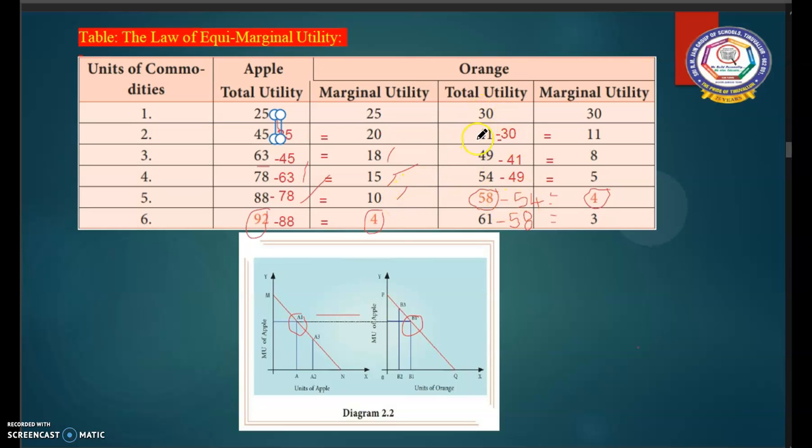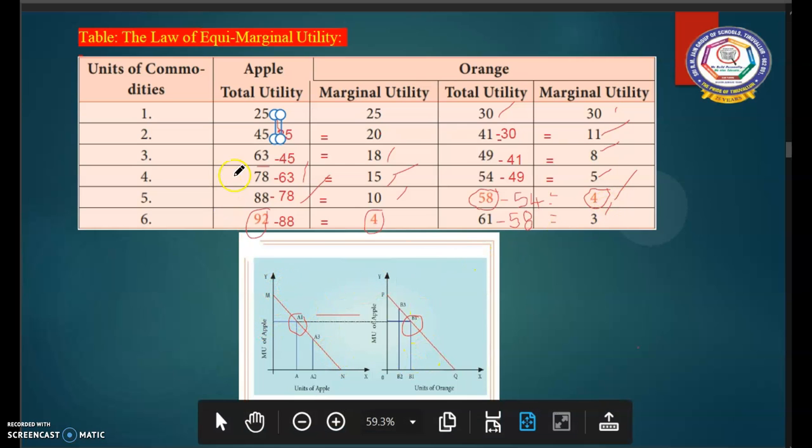If we come to orange, here the total utility is 30 and the marginal utility is 30. Here both are the same. In the same way, 41 minus 30 is 11, 49 minus 41 is 8, 54 minus 49 is 5, 58 minus 54 is 4, 61 minus 58 is 3.